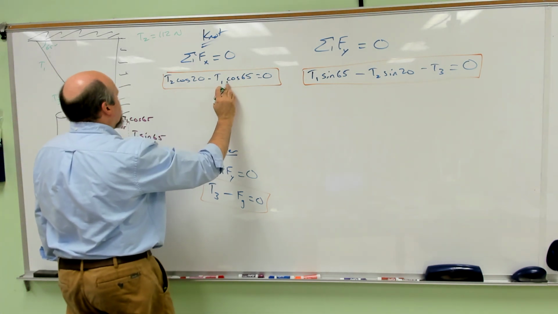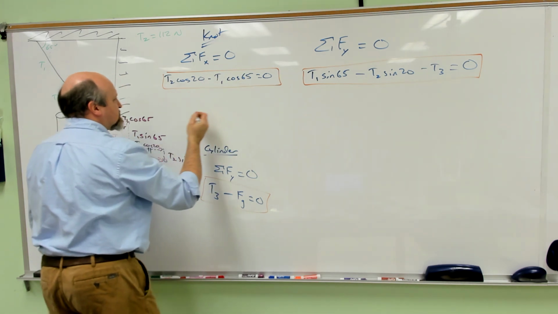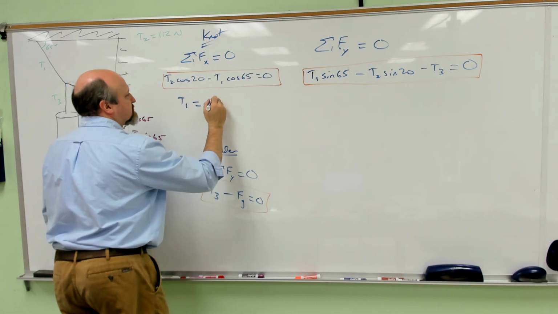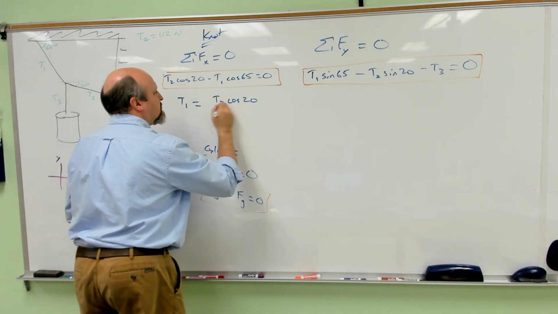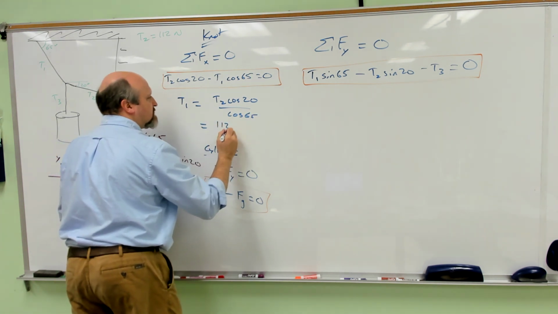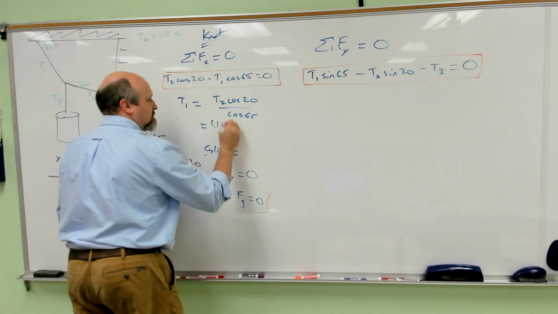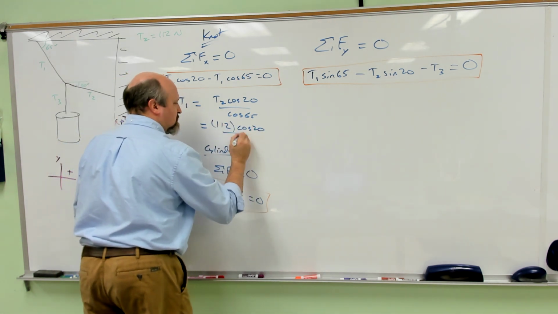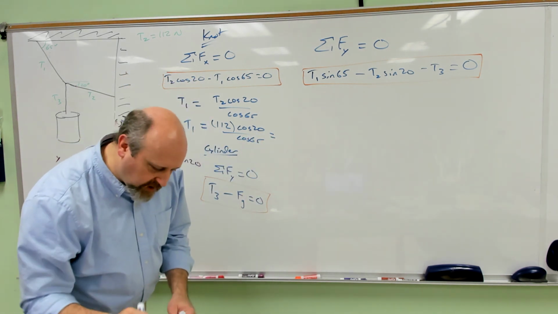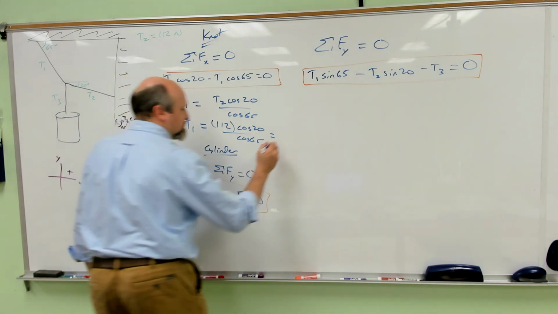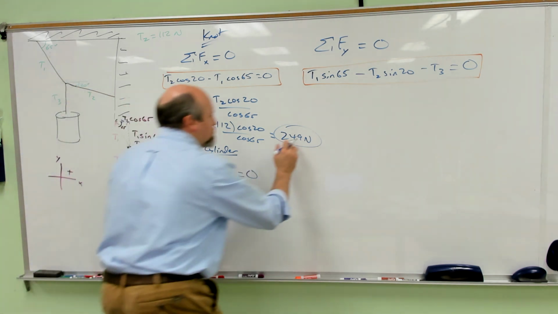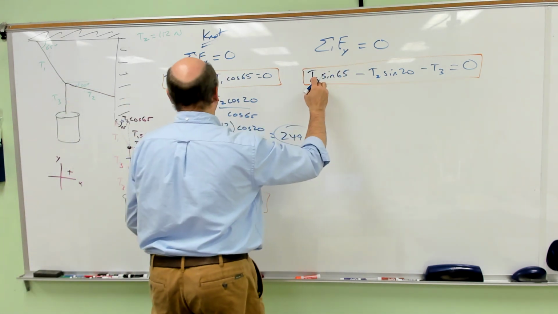I'm trying to solve for T1, because I know T2, so I'm going to get T1 by itself. Rearranging this, I would get T1 equals T2 cosine 20 over cosine 65. Punch in my values. T2 I'm told is 112. Punch this in my calculator, and I get a value for T1 of 249 newtons.